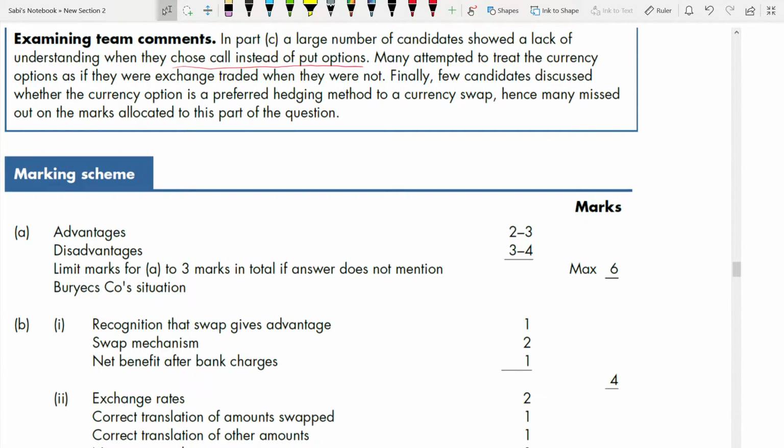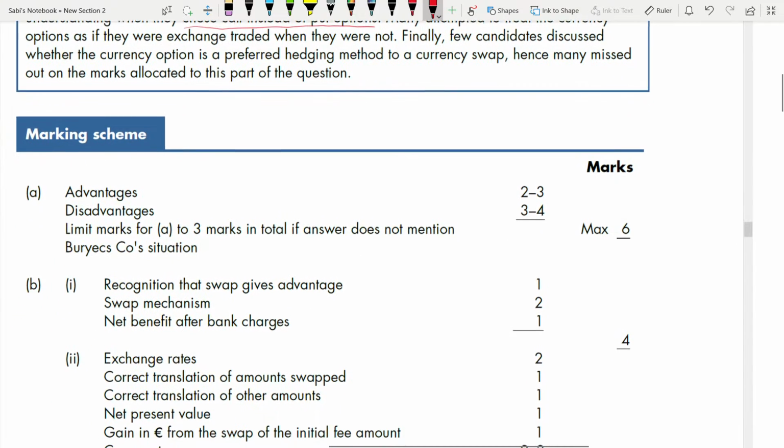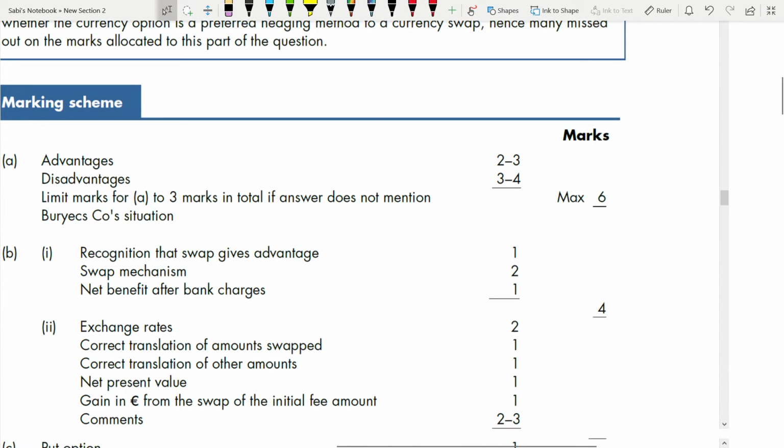They have told you. Now, for the first part, what was the first question asked? Benefits and drawbacks of swap. So 3 marks. Advantages and disadvantages. And also you have to link it with the case study, part B, the first part. How? So recognition that a swap gives advantage, for 1 mark. First you have to show that through swap you are getting an advantage. Whenever you are given a swap question, this is your first step. You have to show that through swap you are getting a benefit. Otherwise, what's the point of going for swap, right? If you are getting a disadvantage, you should get advantage under swap.